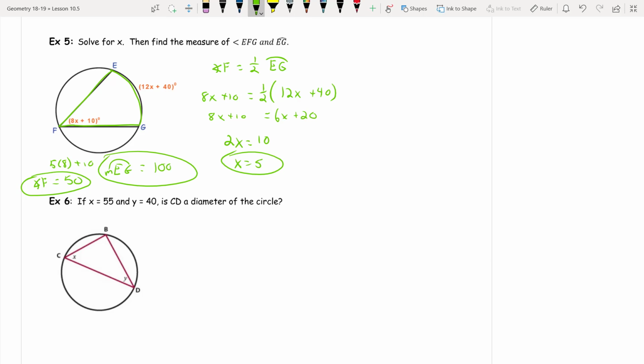All right. Go ahead and answer the last question here. They tell us that x's value is 55 and that y's value is 40. And they want to know, is CD a diameter of the circle? Go ahead and try that, and when you come back in, you'll have the answer.